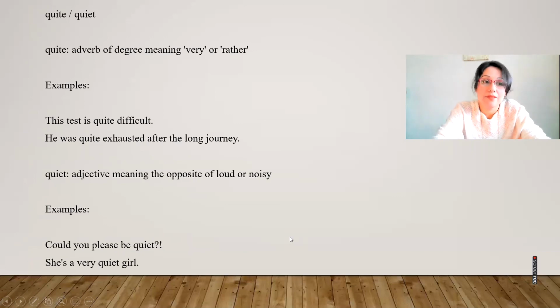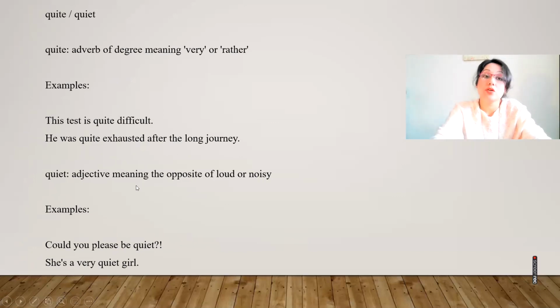Okay, and then we have your quite and quiet. So then you have your quite, which is your adverb of degree, meaning very or rather. So this test is quite difficult. It's rather difficult. He was quite exhausted after the long journey. That means he was very exhausted.